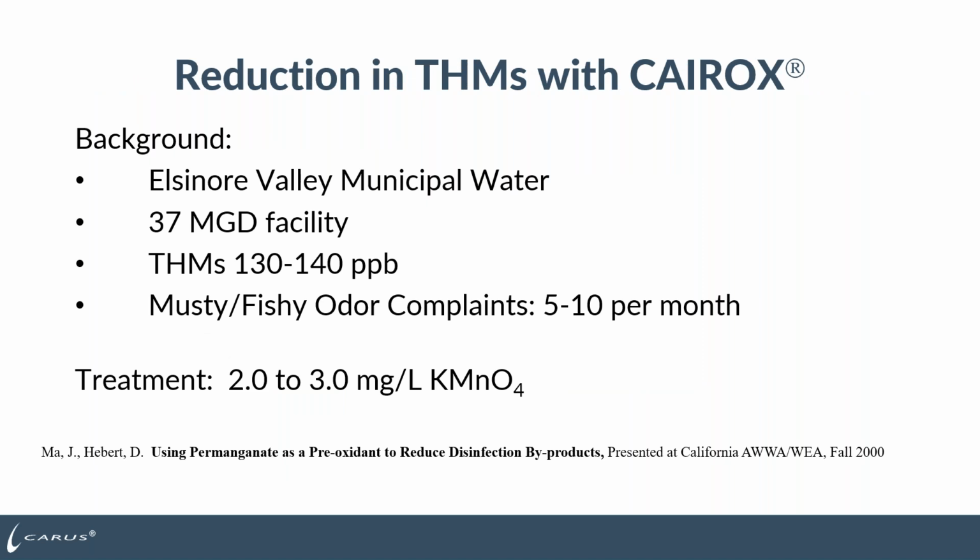Our next case study, this was looking at THMs with Carus. It's Elsinore Valley Municipal Water, which is out in California. They're a 37 MGD facility, and their THMs could be as high as 130 to 140. They also were getting some musty, fishy odor complaints, typically 5 to 10 per month coming from their source water. And they chose the treatment of 2 to 3 milligrams per liter as potassium permanganate for their application.